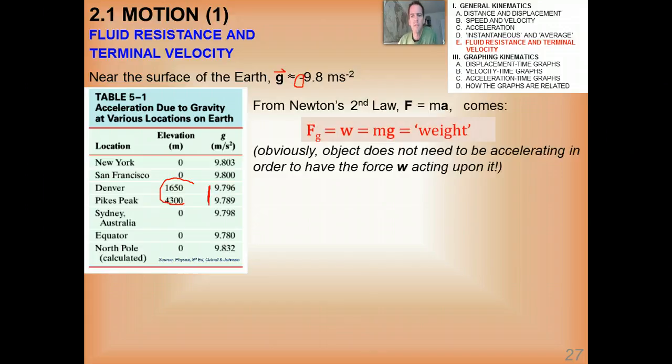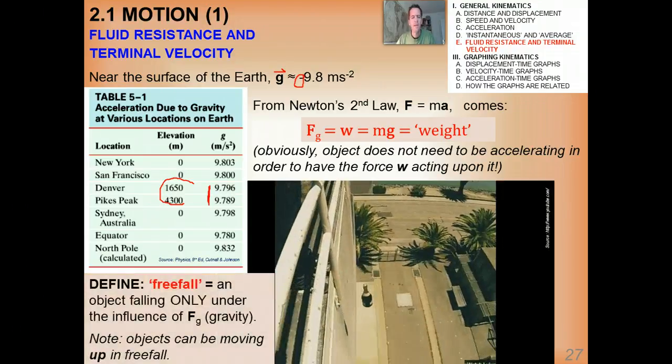Okay. Now, from Newton's second law, which is F equals ma, you know that W equals mg. We derived this last year where we came up with an expression for the weight of an object being the mass of the object times the acceleration due to gravity. Now, obviously, an object does not need to be accelerating or moving in order to have a weight acting upon it. Everything has a weight vector. It has a force acting on it when it's near the surface of the Earth, and that's given exactly by W equals mg. Okay? All right?